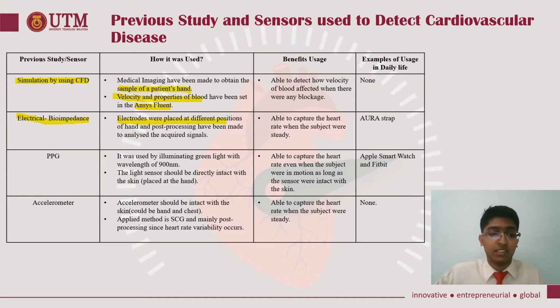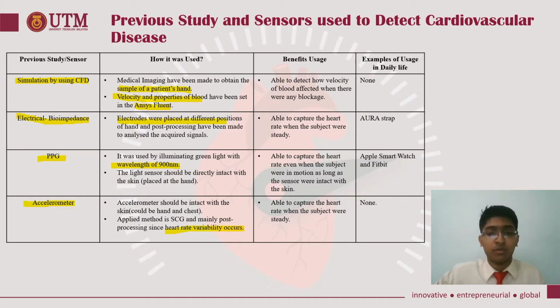And second is electrical bioimpedance, where electrodes were placed at different positions of the hand and post-processing has been made for the required signals. Third is PPG, where green light has been illuminated with a wavelength of 900 nanometers, and the sensor should be intact with the skin, which is at the hand. The last one is the accelerometer, which should be intact with the skin, could be at the hand and chest, and it requires post-processing since heart rate variability occurs.